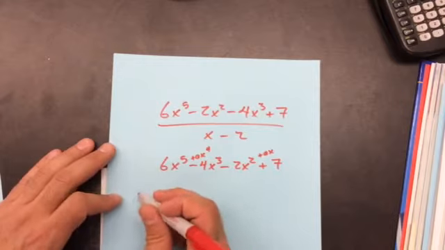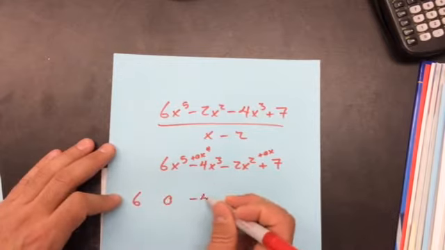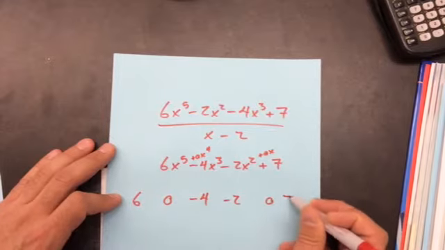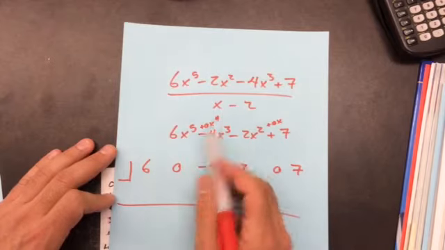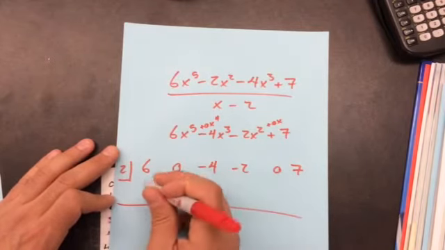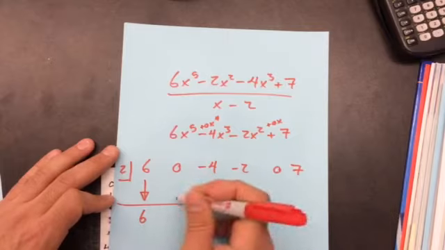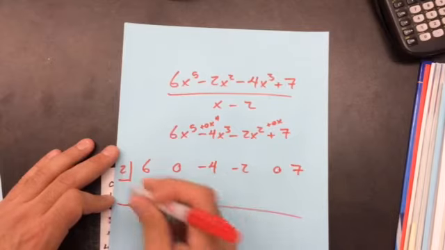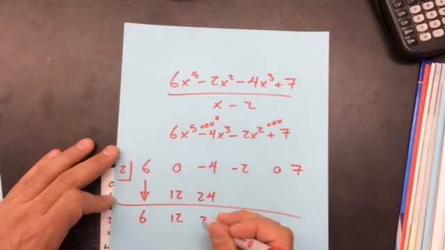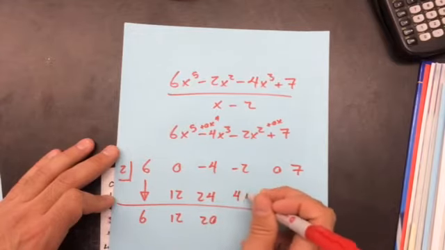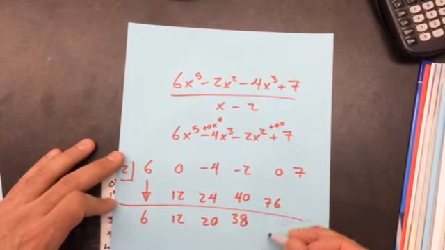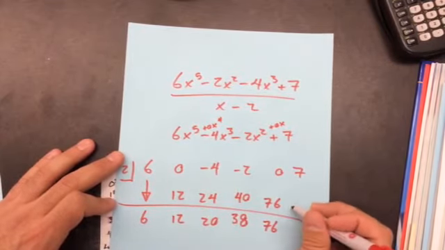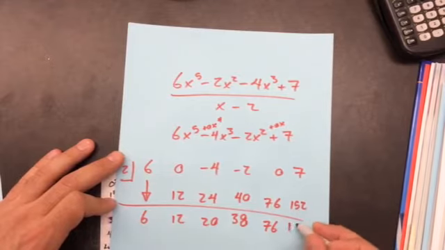So when I write my coefficients, it's going to be 6, 0, -4, -2, 0, and 7. I need all of them, even the zero coefficient. The opposite sign comes down here. Your first number comes down, and then you multiply, add down, and then you multiply, add down, and then you multiply, add down, and then you multiply, add down. So this is going to be a remainder right here.